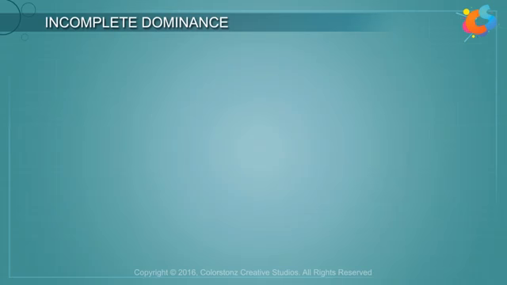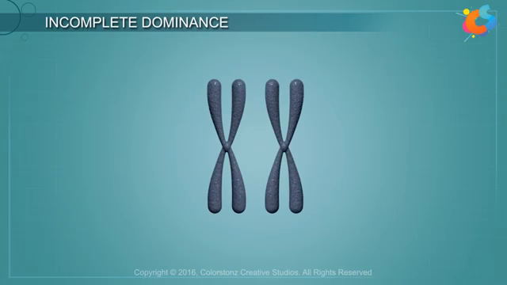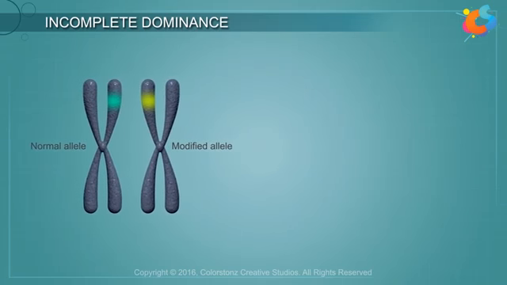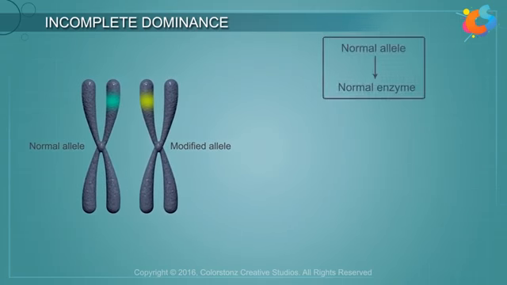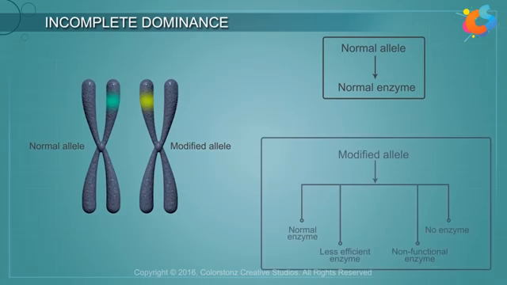Let us take an example of a gene that contains the information for producing an enzyme. There will be 2 allelic forms responsible for production of the enzyme. Let us assume the normal allele produces the normal enzyme, but the modified allele could be responsible for production of the normal, less efficient enzyme, or a non-functional enzyme, or no enzyme at all.